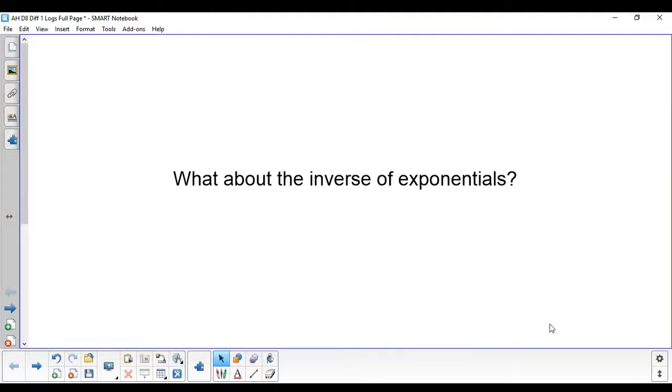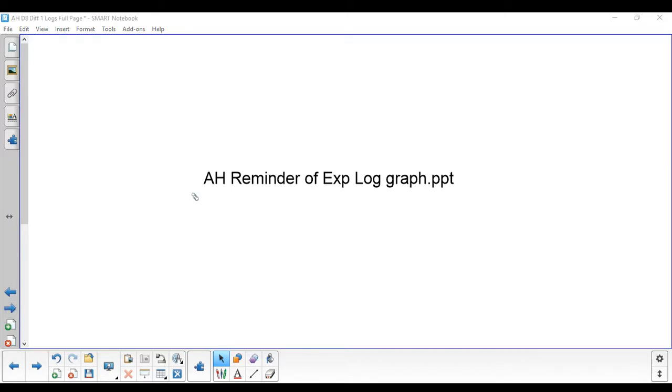Now you've learned how to differentiate exponentials. Let's have a look at the inverse of exponentials. If you want to click on this, it's just a reminder about your exponentials and your logs, how one is the inverse of the other. And it goes on just to remind you about certain facts of the rules of logs.